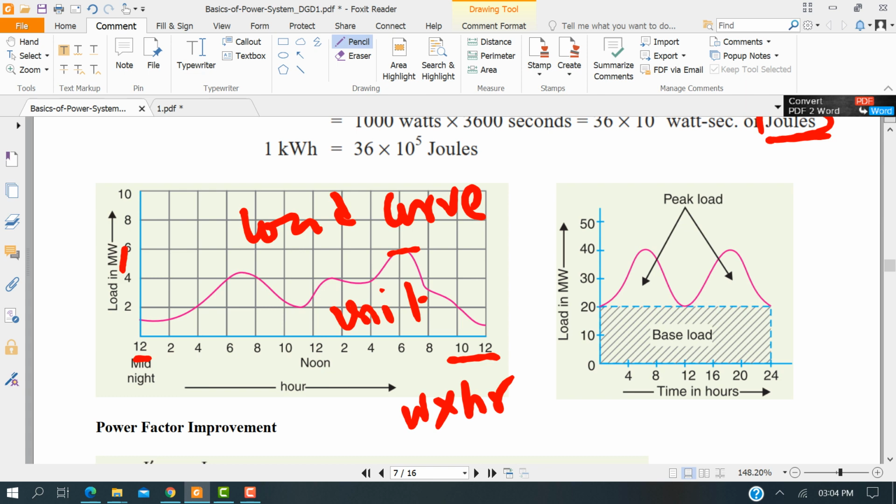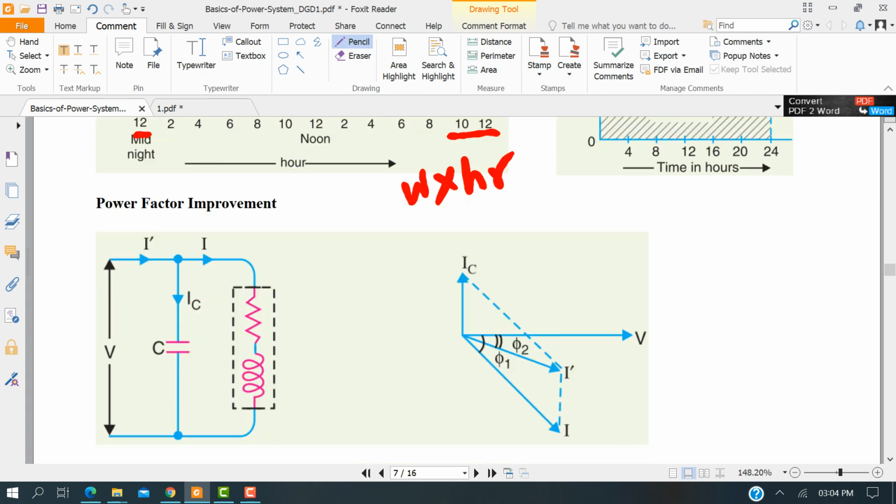So there is another graph. There's some power station that is used for base load, that runs all the time, and there's some generating station acting as a peak power station. It only starts when there is peak demand. So it actually depends on the design criteria.